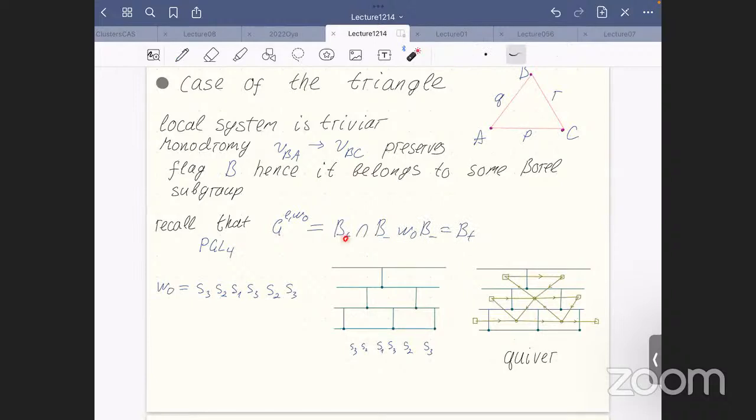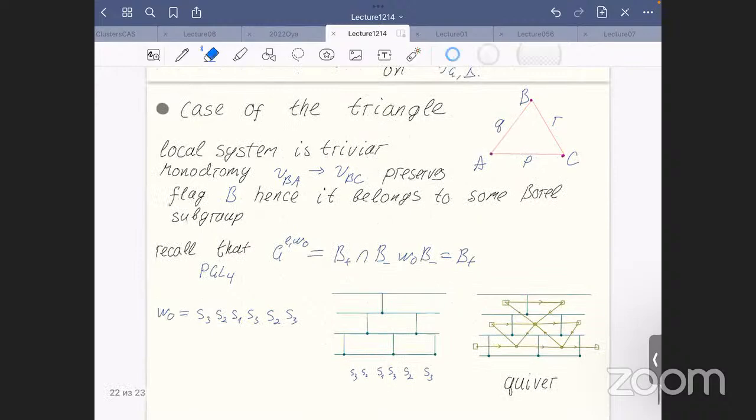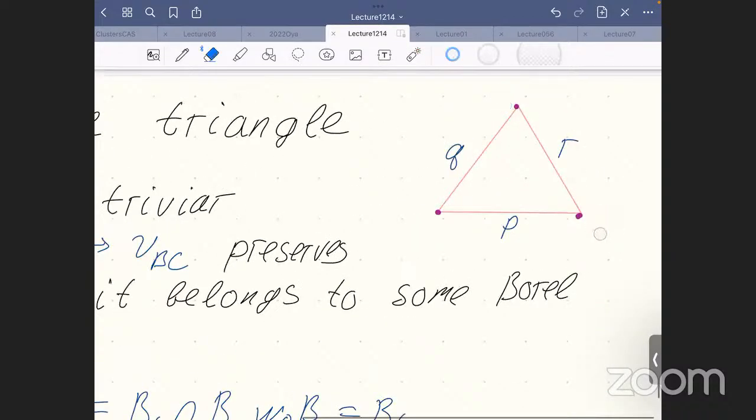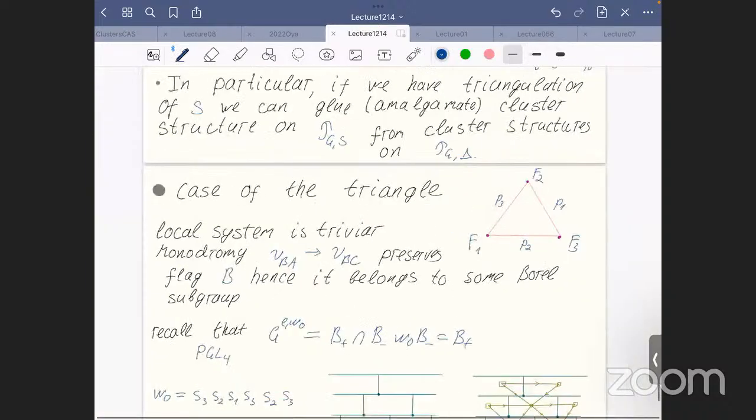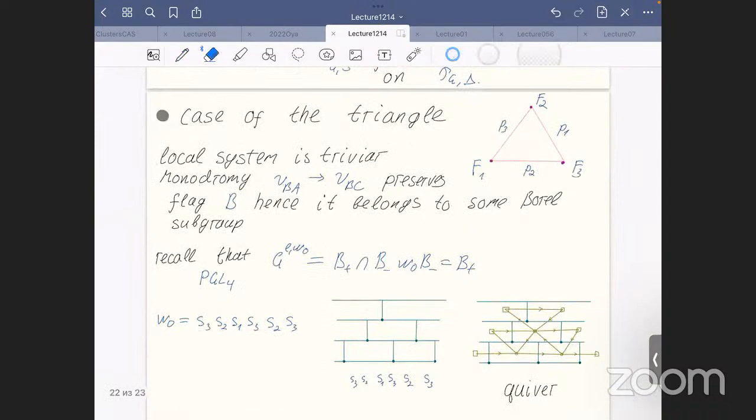I decided to put B plus here in order to distinguish with flag B, which I already put here. Maybe it will be better to be more economic with English letters and write here F1, F2, F3, and pinnings on the opposite, with the opposite ladder, P1, P2, P3. Then I can ignore this plus, but still I keep it.